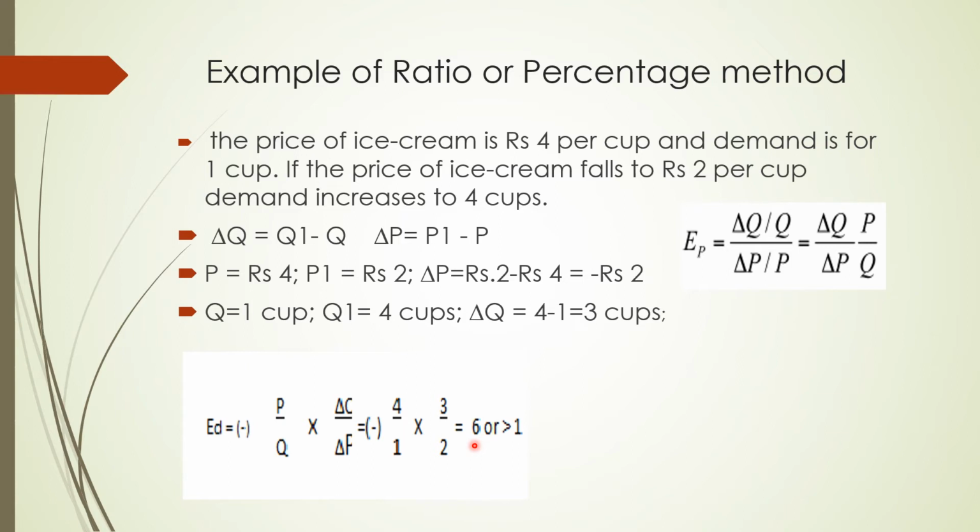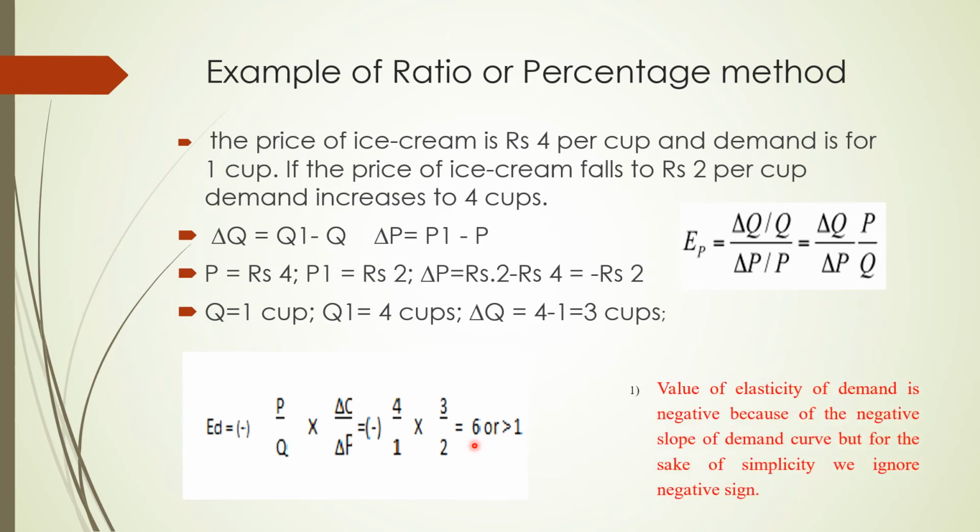Now, the very important thing: why do we have to ignore this minus sign, or put it in brackets, or you can ignore it also. The value of elasticity of demand is negative. We have a negative relation between price and demand of the commodity because of the negative slope of the demand curve.